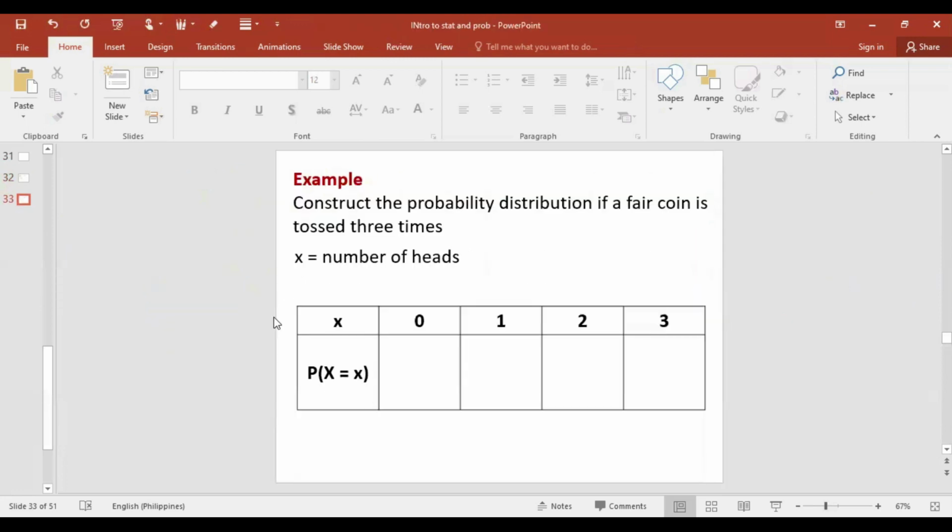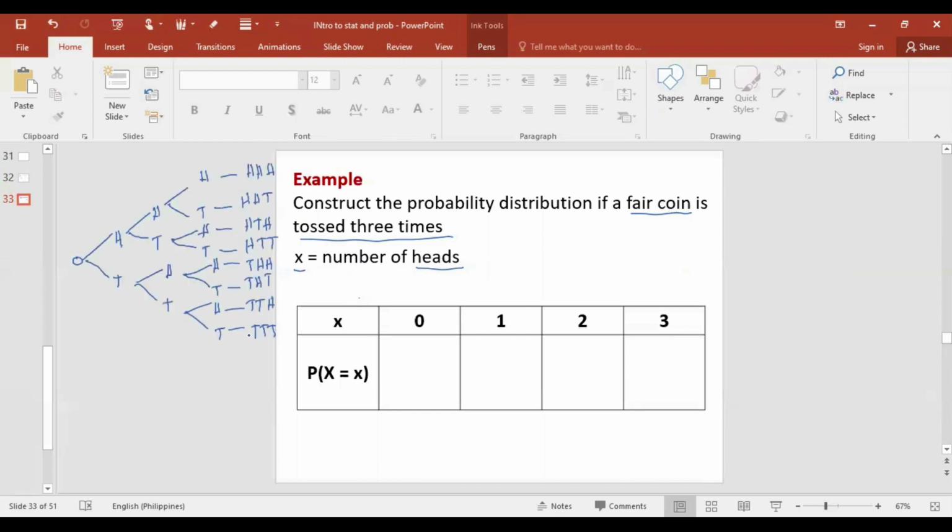Let's have another example. Here you are asked to construct the probability distribution if a fair coin is tossed 3 times and the variable x represents the number of heads. If you're going to construct a tree diagram, it goes like this. So these are the sample points. There are 8 sample points. Let us now construct the probability distribution.